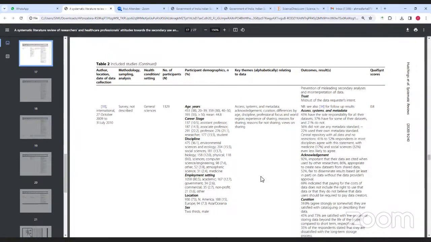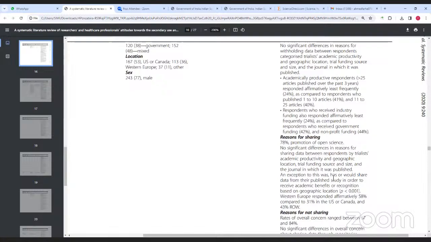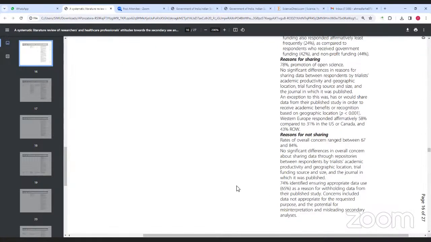So we don't usually have to include the articles whose full text we have not been able to locate. Yes, because here it is clearly written in the inclusion and exclusion criteria. They have written, this is my inclusion criteria: I have received this article and I found the full text. Since the full text is available, the author is able to get all the information.